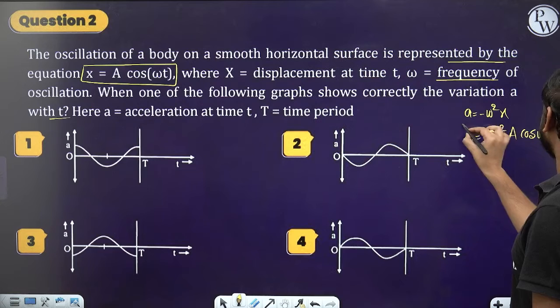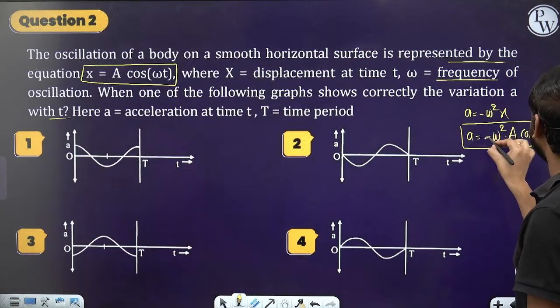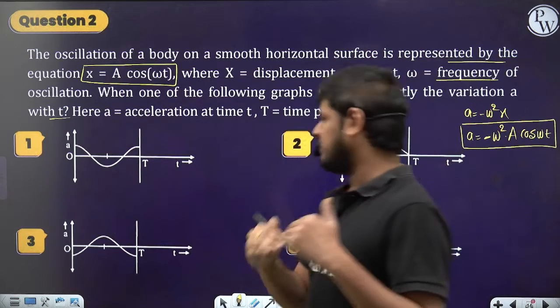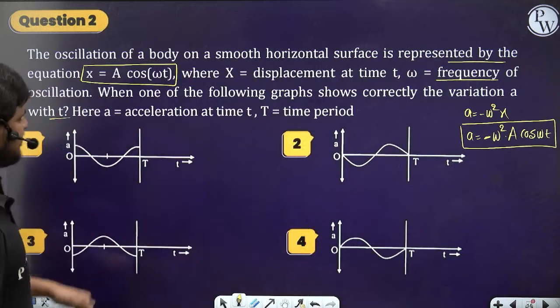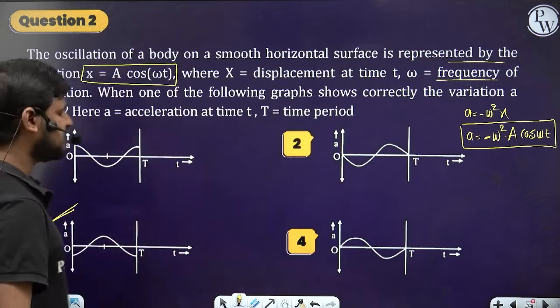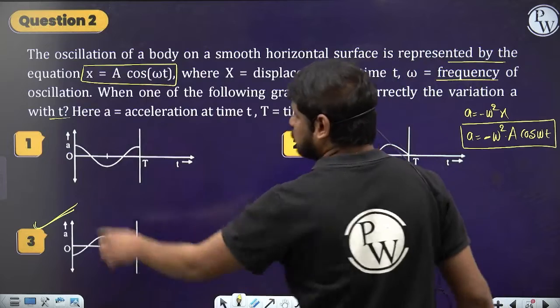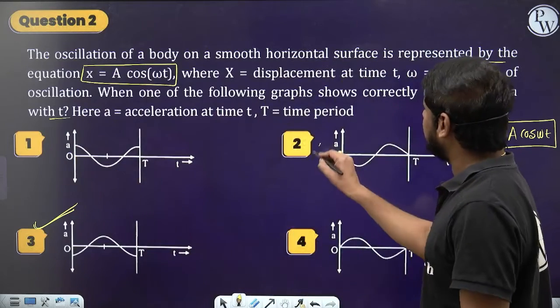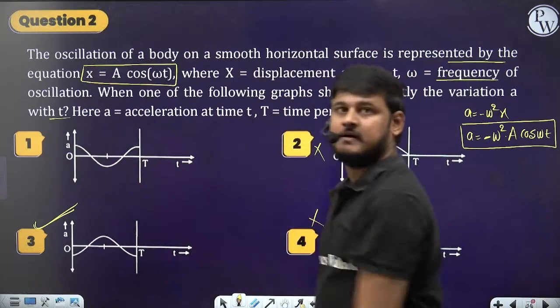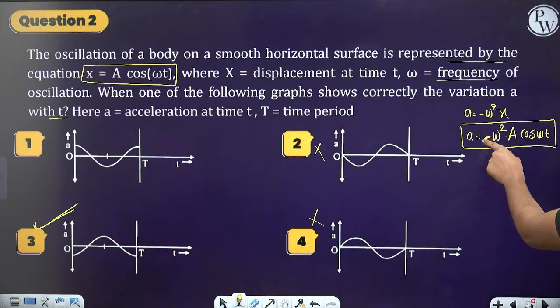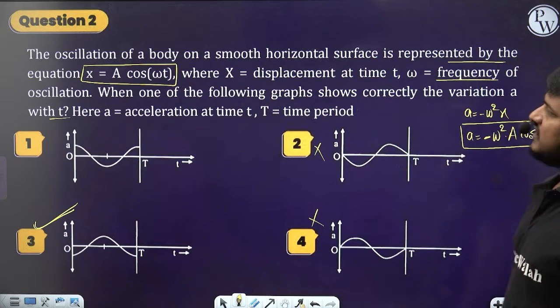So cos starts from maximum, and as it is minus here, it starts from negative, right? So it starts from negative maximum. So option 3 is the correct one, guys. Yes or no? You might get confused between option 1 and option 3, as the acceleration is minus omega square cos omega t. Which situation is it?